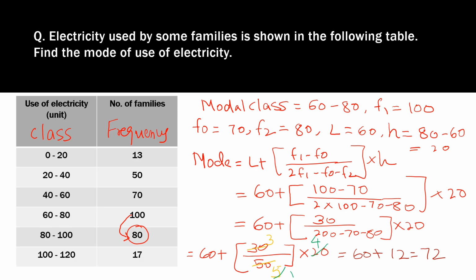Okay, so what was the question asked to find? The mode of use of electricity. So the mode of electricity use is 72 units.